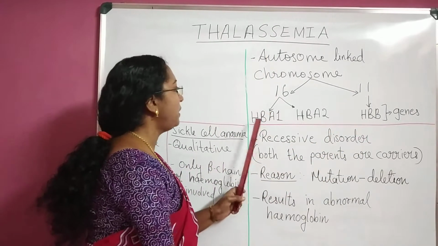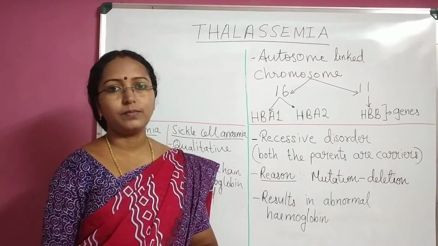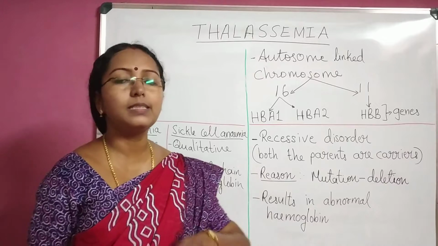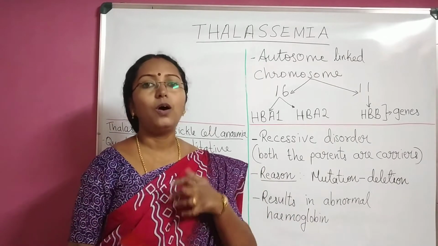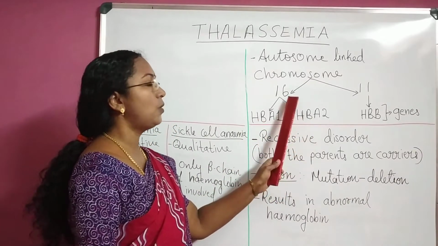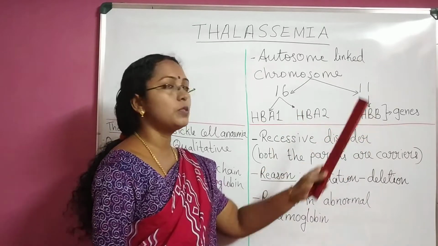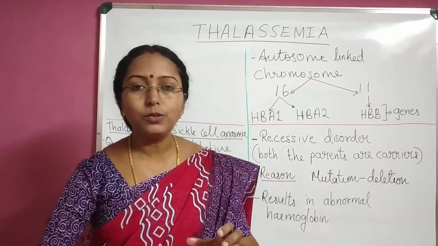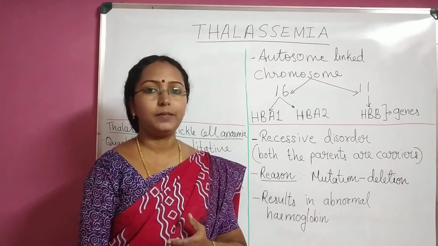What are these HBA1, HBA2 and HBB? To put it in very simple words, these are genes. Where are they located? On chromosomes. On which chromosomes? HBA1 and HBA2 on chromosome number 16, and HBB on chromosome number 11. Now let's go into detail about what this HBA and HBB are.